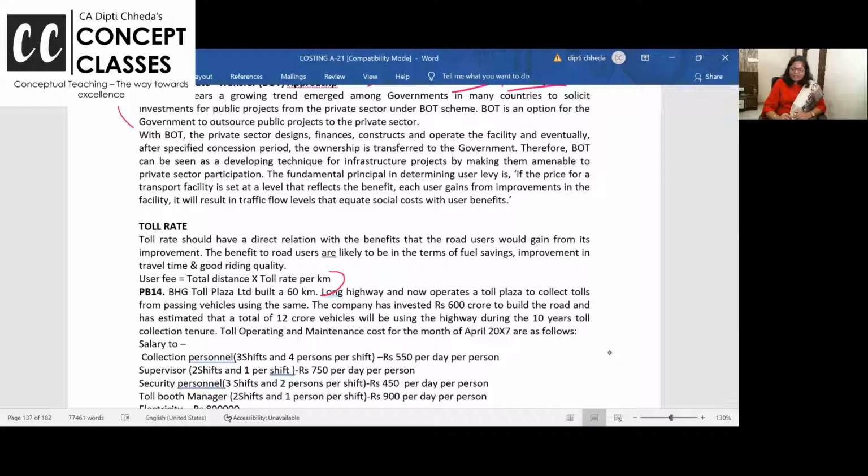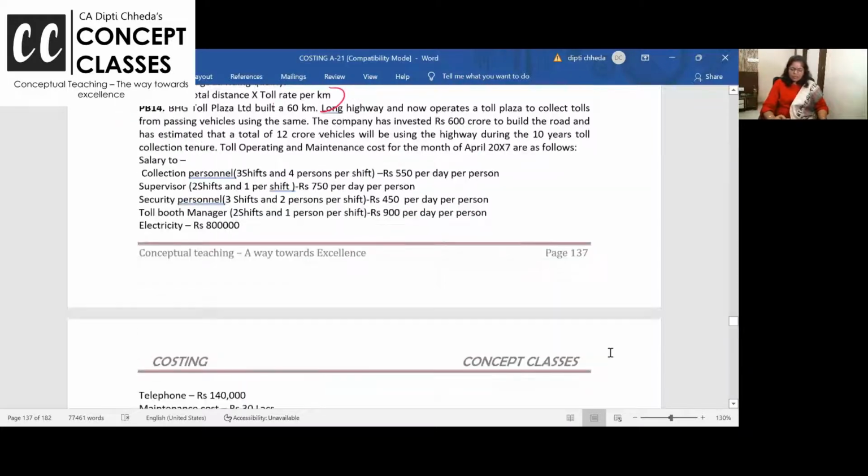And otherwise, how do you charge the toll rate? Total distance into toll rate per kilometer. If I'm using the Mumbai-Pune express highway, it is 180 kilometers. Per kilometer, they are charging 10 rupees, so 1,800 for a four-wheeler. And if it is a bus, 180 kilometers into 25, if it is a heavy loaded bus. So these are the ways charges are fixed for tolls and all.